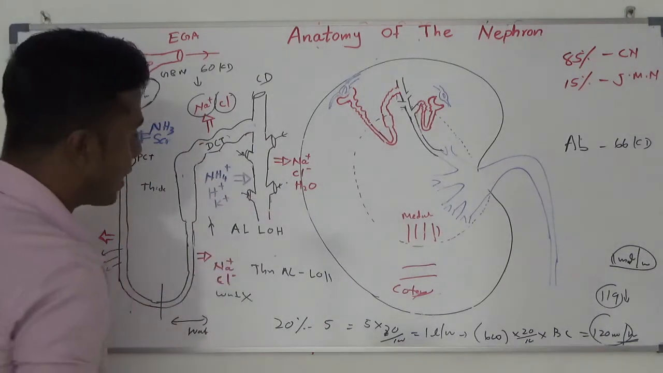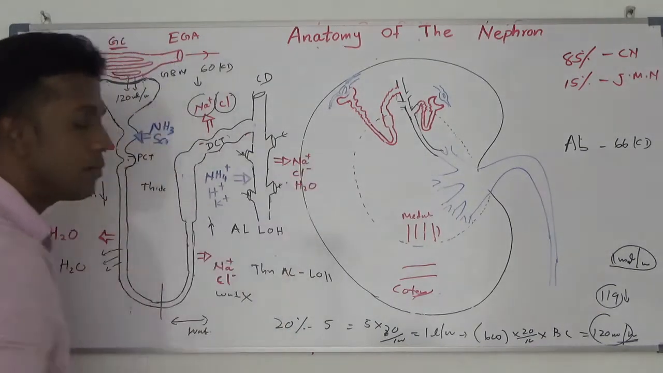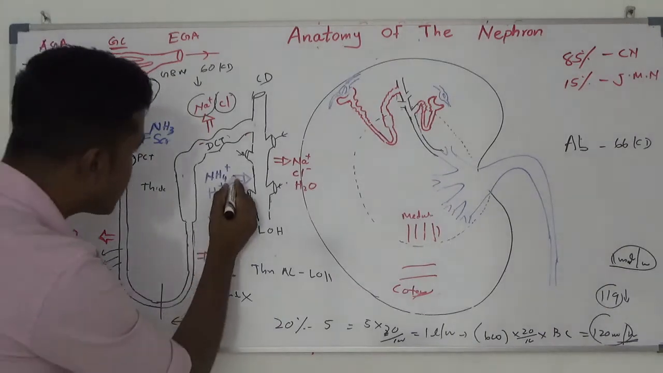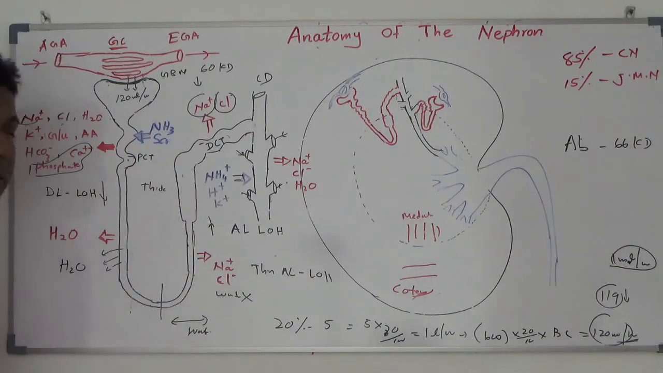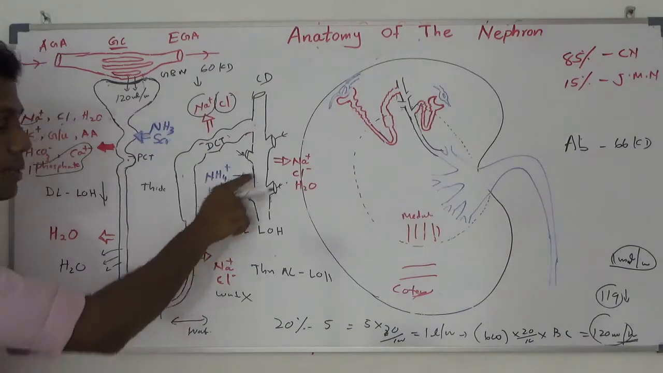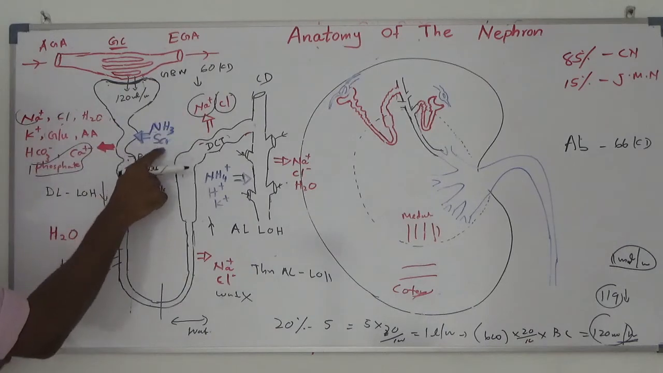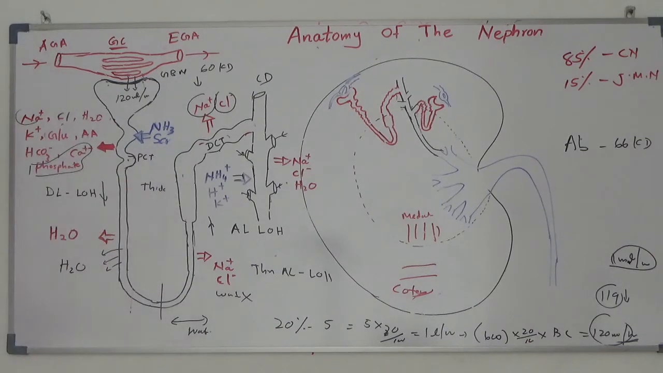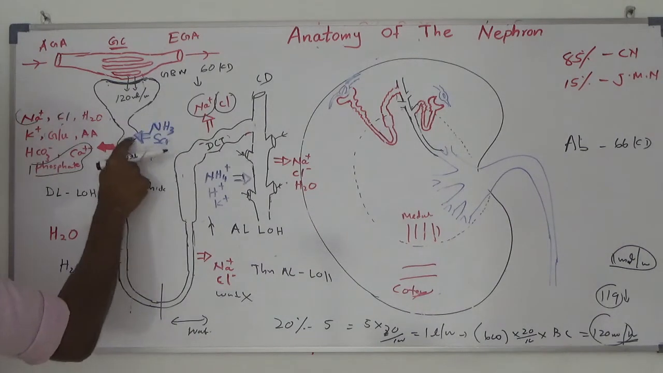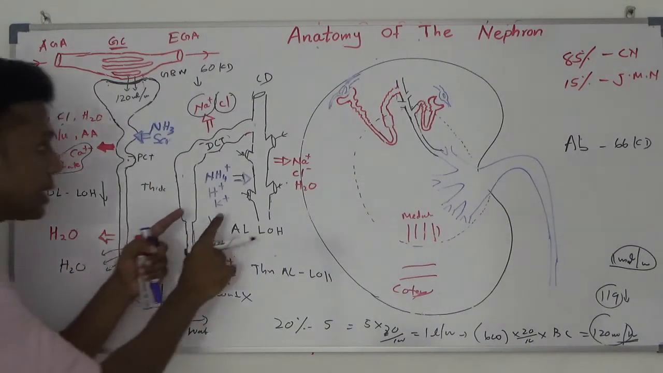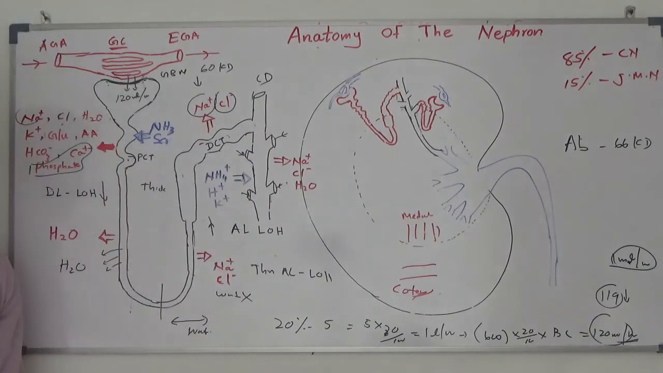When coming to the collecting duct, you can reabsorb sodium, chloride and water. You are going to secrete ammonium ion, hydrogen ion, and potassium into the collecting duct. Here also you are going to secrete ammonia and serum creatinine into the proximal convoluted tubule. You can secrete ammonium, hydrogen ion and potassium into the collecting duct.